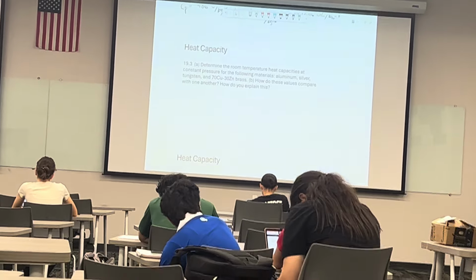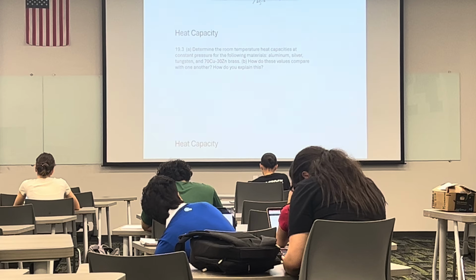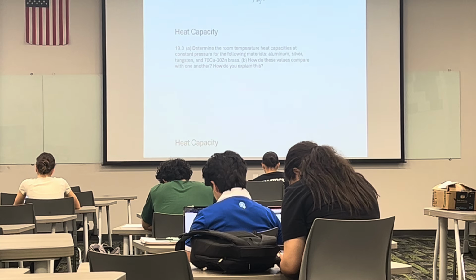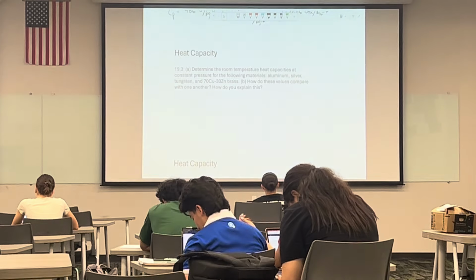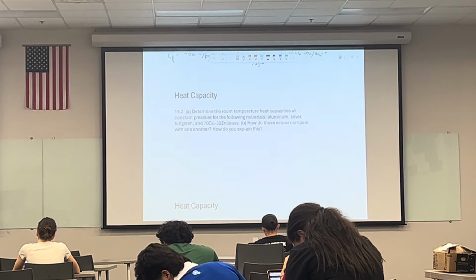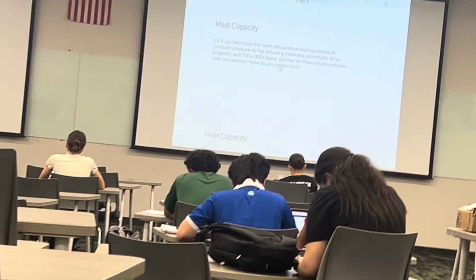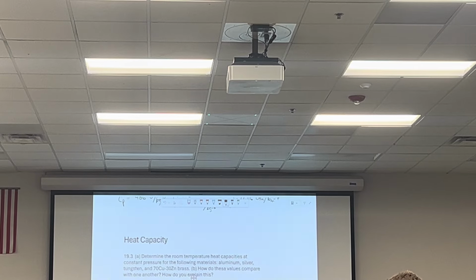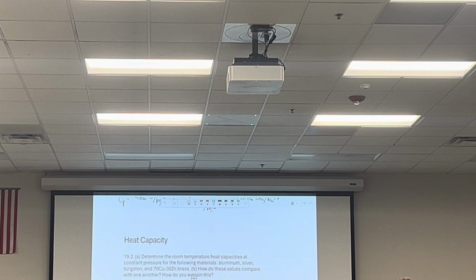So first, the problem is asking that we determine the room temperature heat capacities at constant pressure, CP, for all these materials. Essentially, to solve for that, we just need to multiply the CP values in the table by the atomic weights of each of those materials, and account for the conversion from grams to kilograms, if they have not been converted already.